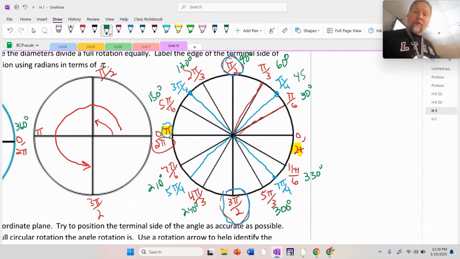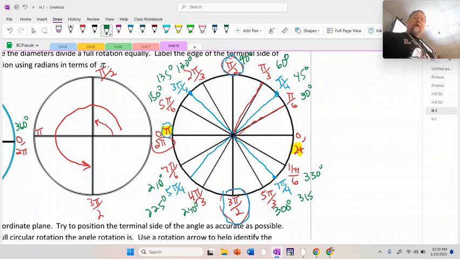45. Is that green? Yeah. 45, 90. 90 plus 45 is 135. 135 plus 45 is 180. 180 plus 45 is 225. 225 plus 45 is 270. 270 plus 45 is 315.